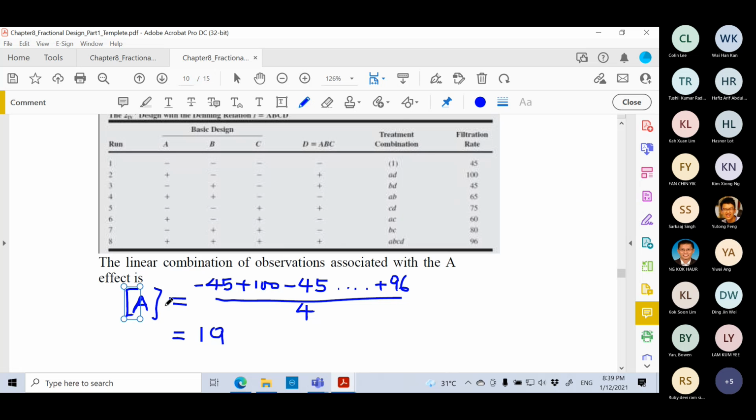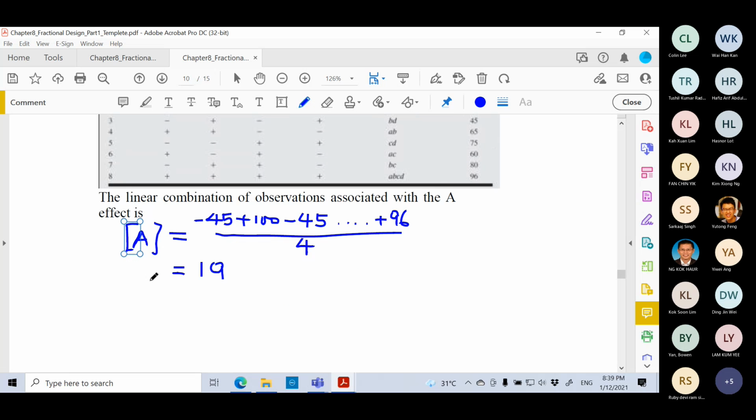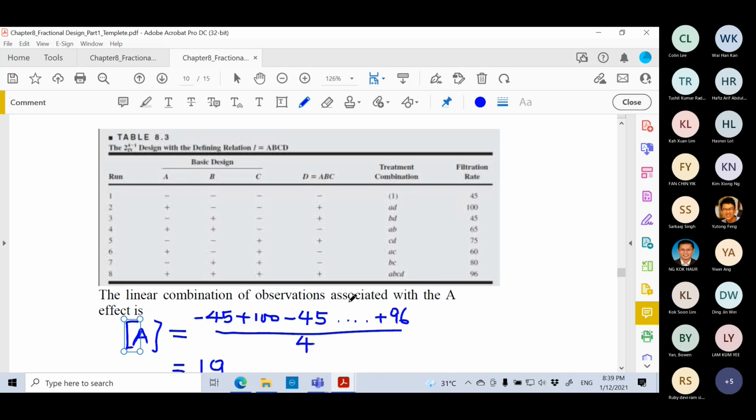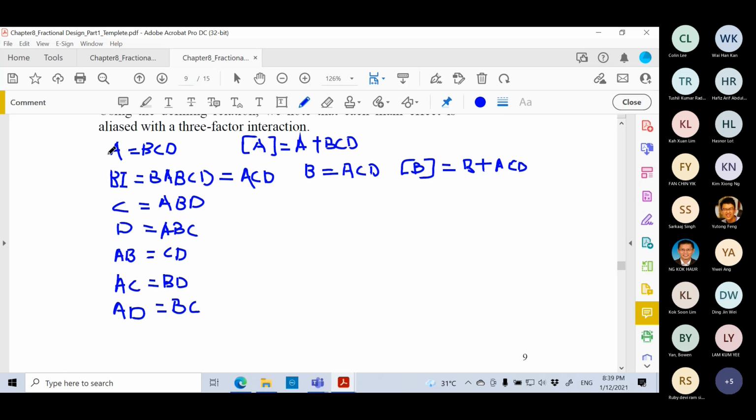Okay, the effect of A here is 19. Actually, this one is not purely from the effect of A. Actually, this comes from A plus B, C, D. Okay, as I mentioned to you here, A equals BCD.